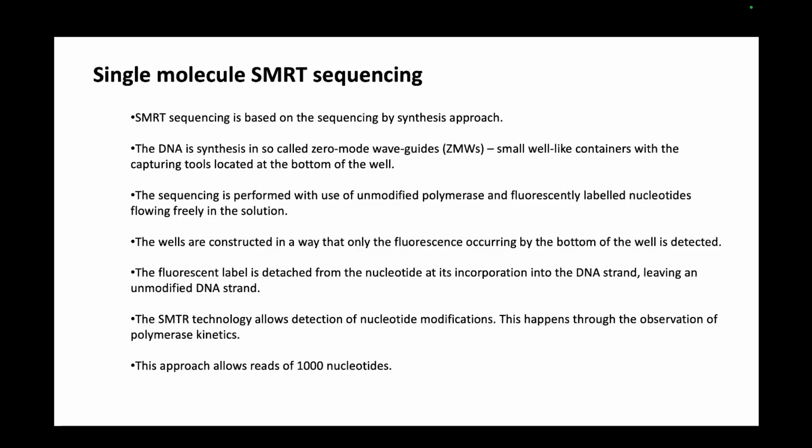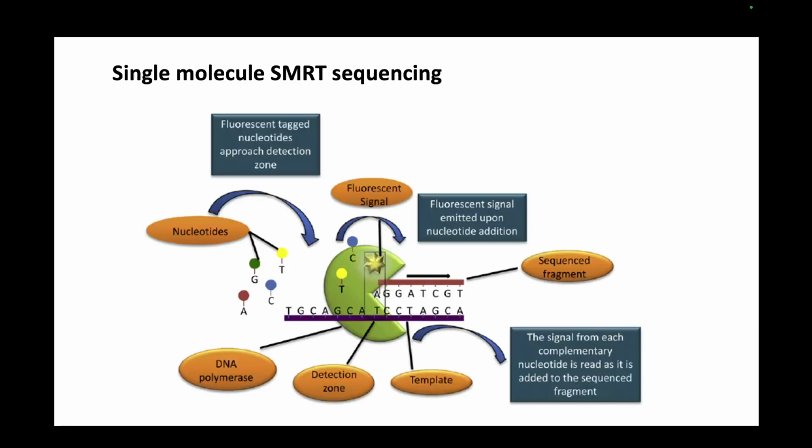The wells are constructed in such a way that fluorescence occurring at the bottom of the well is detected. So in this case, it is detecting fluorescence. You can also detect radioactivity as well. The fluorescent label is detached from the nucleotide at its incorporation into the DNA strand, leaving an unmodified DNA. And you can get reads up to around 1,000 nucleotides, which is longer than what we saw in Illumina, which was an average of 150. So this is a general overview of how SMRT works.